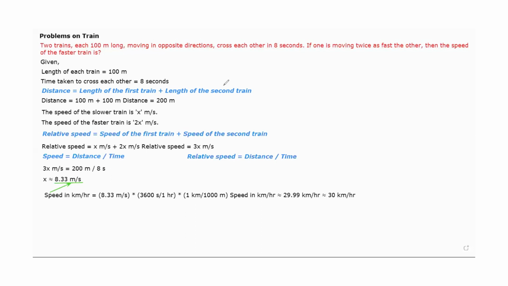Speed in kilometer per hour approximately equals 29.99 kilometers per hour, approximately equals 30 kilometers per hour. Therefore, the speed of the faster train, which is twice the speed of the slower train, is 2 into 30 kilometers per hour equals 60 kilometers per hour.